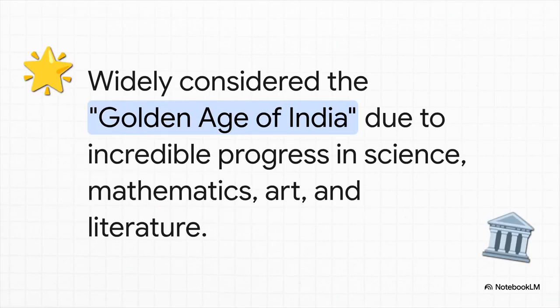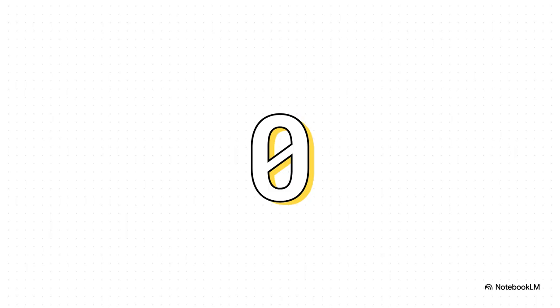After the Mauryan Empire, things could have fallen apart, but instead, something amazing happened. The Gupta Empire rose up, and this period is now known as the Golden Age of India. And for good reason. It was a time of relative peace, a lot of wealth, and just an unbelievable explosion of brainpower and creativity.